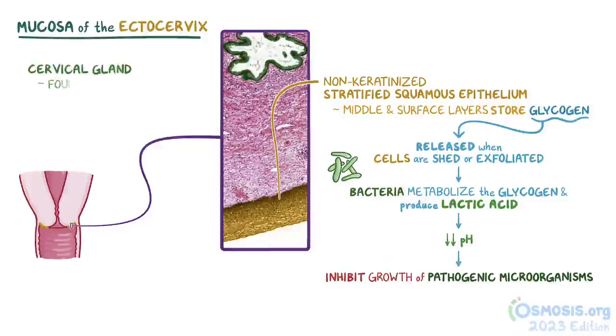Cervical glands can be found in the lamina propria of the mucosa, but there are very few of these glands when compared to the endocervix.